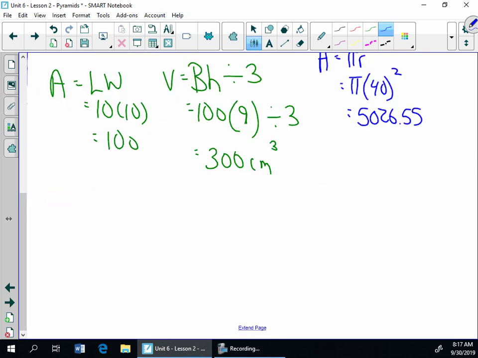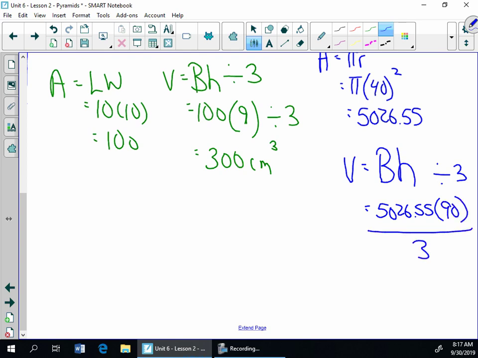So my volume is my base times my height. I'm going to divide it by 3. It comes to a point, we divide by 3. I'm going to keep repeating that. Okay, so 5,026.55. The height was 90. We're going to divide it all by 3 afterwards. 150,796.5 meters cubed. Okay. A common mistake that I see is people write down divide by 3, but they forget to do the divide by 3. So you can type it all in at one time, make it easier.